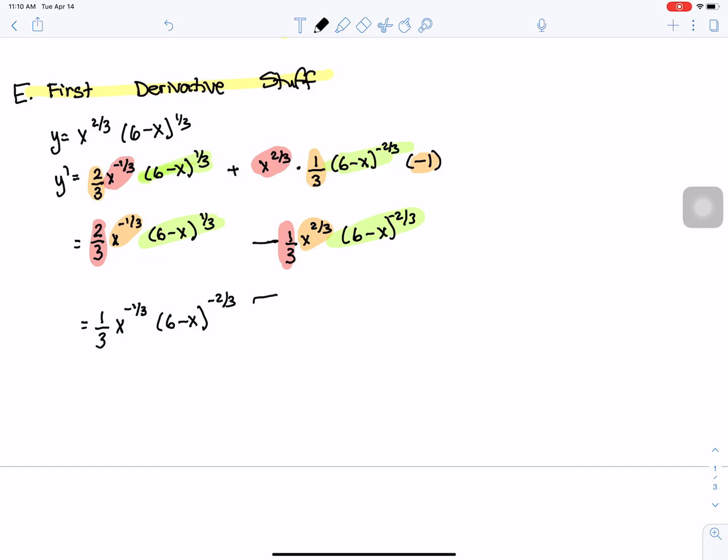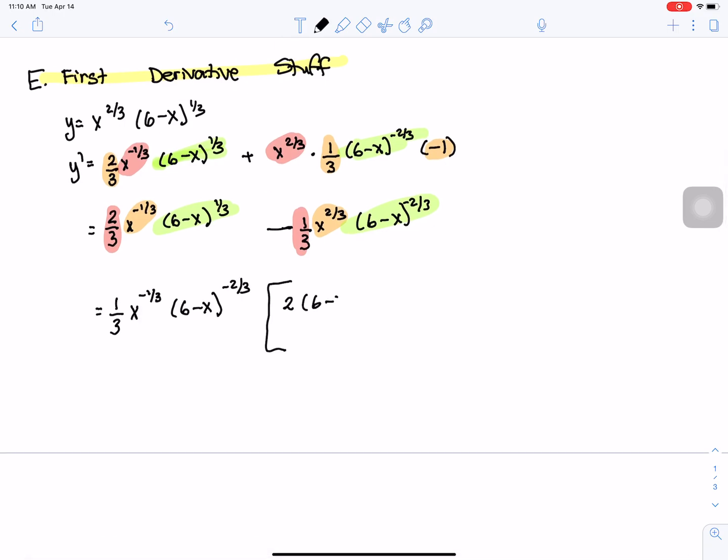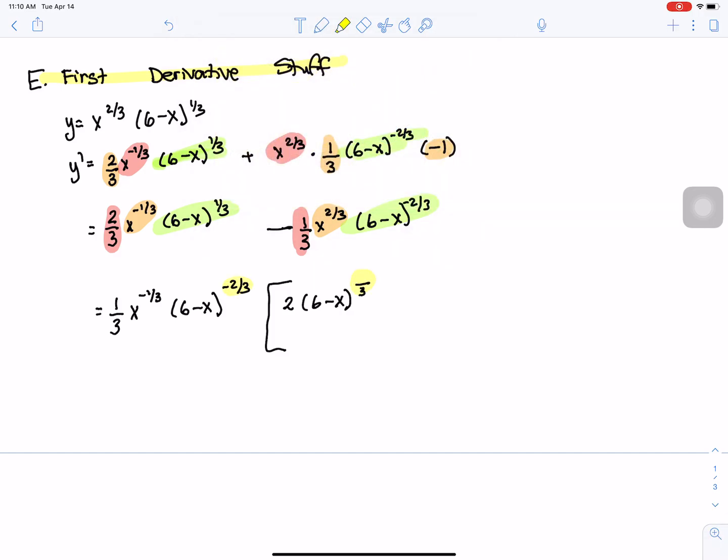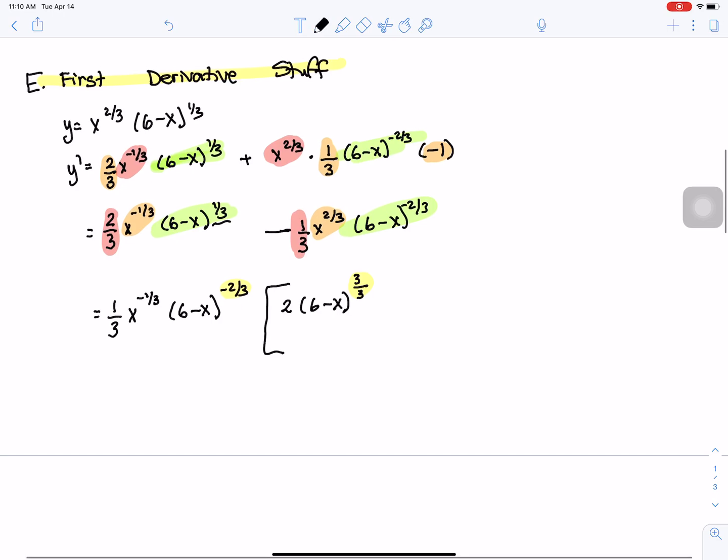Now this was that factoring we were practicing earlier, and we're trying to simplify my expression. So if I take out a 1/3, I need to multiply this by something to get me 2/3, so that would have to be a 2. I have x to the 1/3, x to the 1/3, that will cancel out. I need to have a 6 minus x term to the something over 3, so that when I add together this term and this term, I get a 1/3. And you'll notice if I put a 3 over 3, 3 over 3 minus 2 over 3 will give me the 1/3 that I had started with.